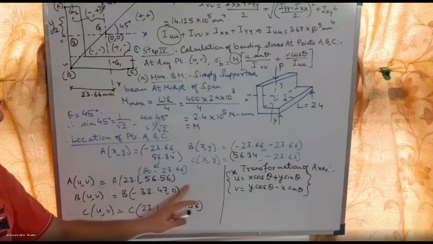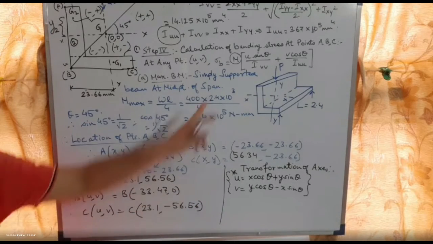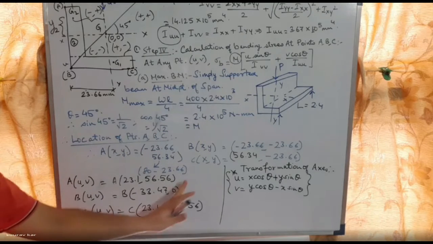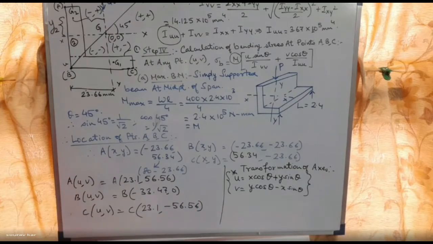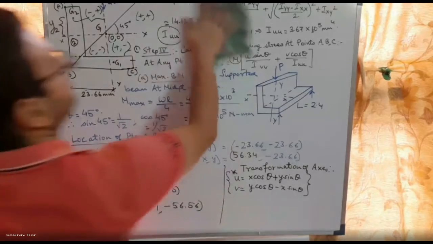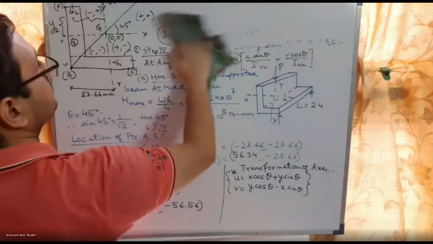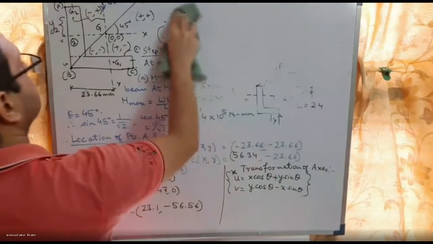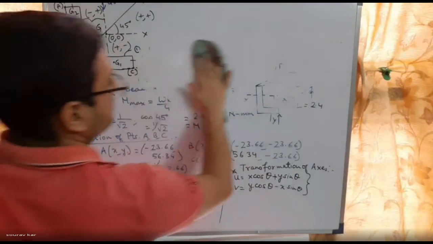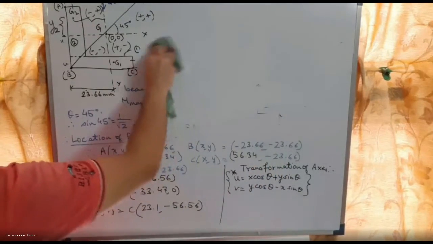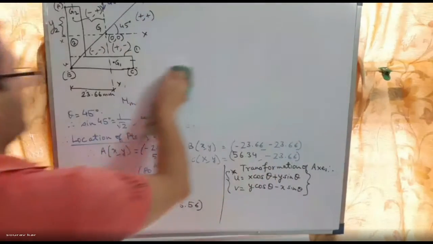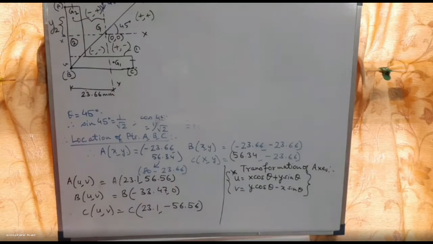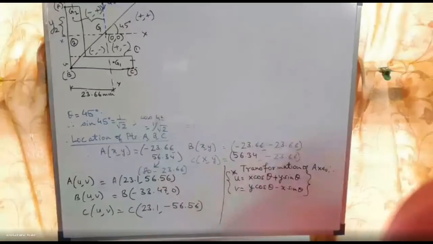Why have I taken these U and V coordinates? Because I will apply them in this equation to find out the stress at point A, stress at point B, stress at point C. So all of you, please write down these coordinates A, B, C. Then we will apply them to find out the bending stress.